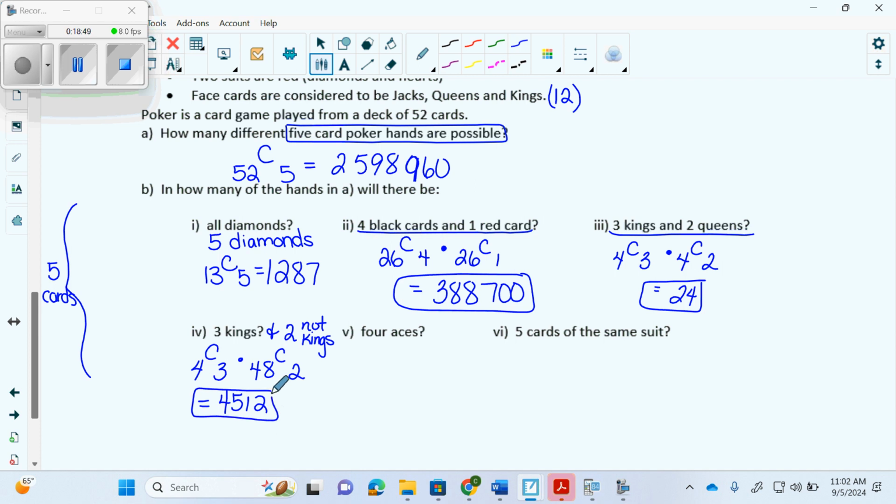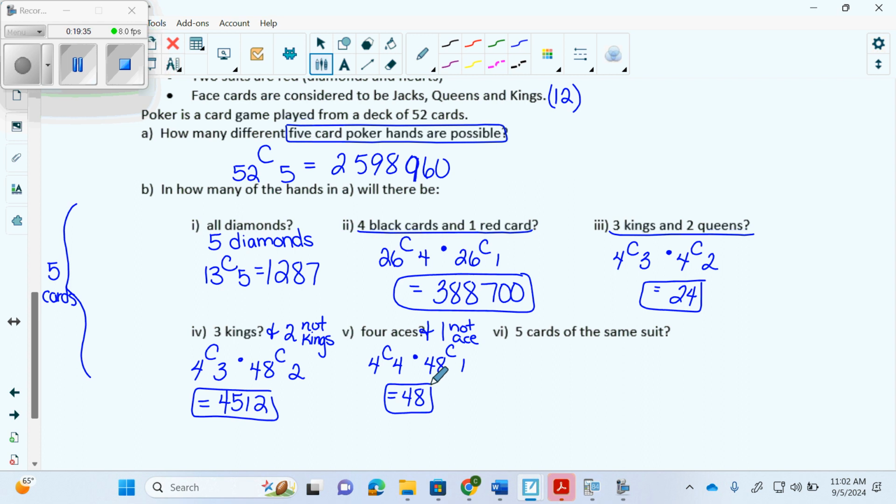The next one says 4 aces. Is that 5 cards? No, it's 4. So I need 4 aces and 1 what? Not ace. You are correct. So, 4 aces. How many do I have in my deck? 4. And I choose all 4 of them. Remember we talked about this. If I have 4 objects and I choose all 4 of them without order, that's 1, right? 4C4 is 1. And then I have not aces. How many are not aces? 48, and I choose 1. If I choose 1 at a time out of 48 objects, that's 48. So this is going to be 1 times 48, which is 48.